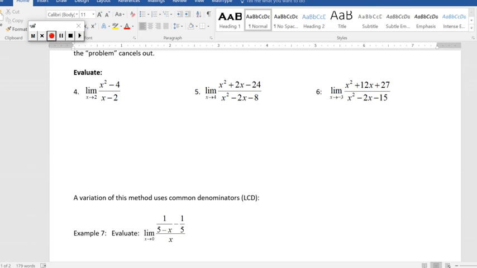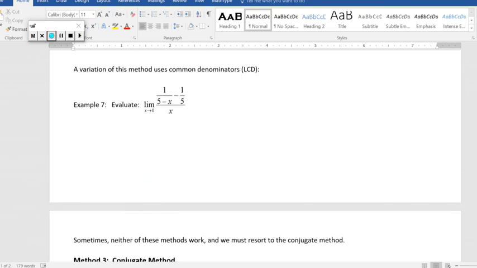Some of the problems can get a little bit more complicated, but it doesn't really change the way we're going to work this. I'm looking here as the limit approaches 0. 0 would make the denominator undefined. So I'm going to go ahead and wipe out the denominators here and here.